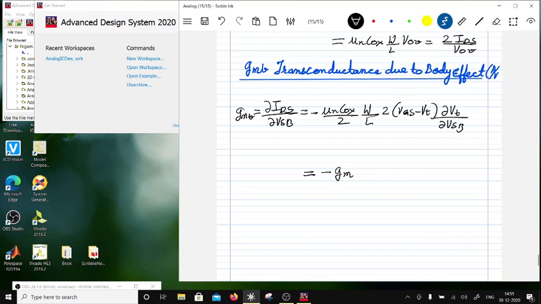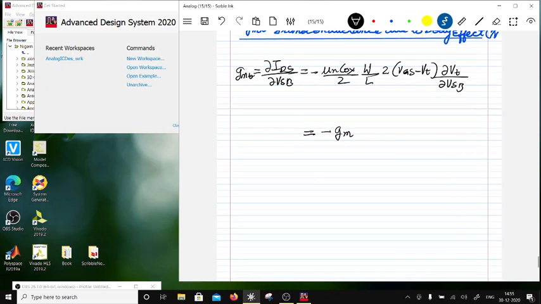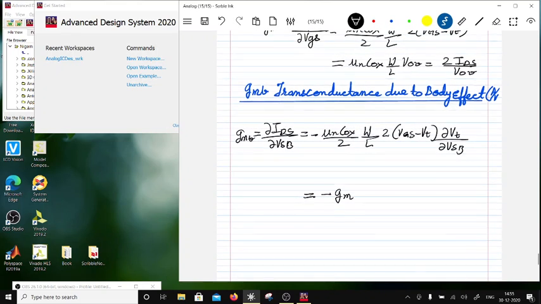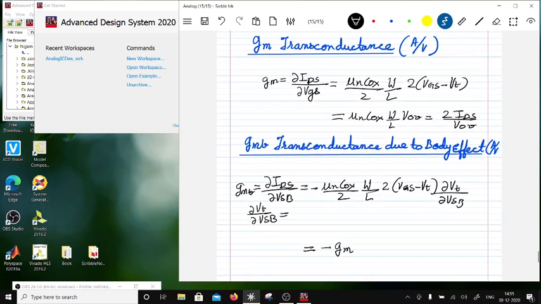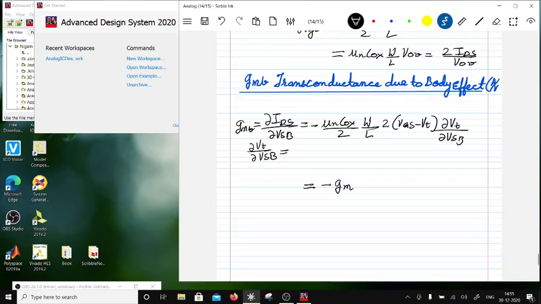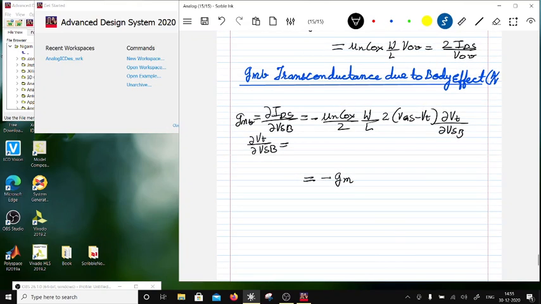And let's see what ∂VT by ∂VSB is. So let's look at ∂VT by ∂VSB. Okay, so here you have to consider VT0. VT0 will vanish because it's not a function of VSB. Then you have this term, twice of q ε Na over Cox.